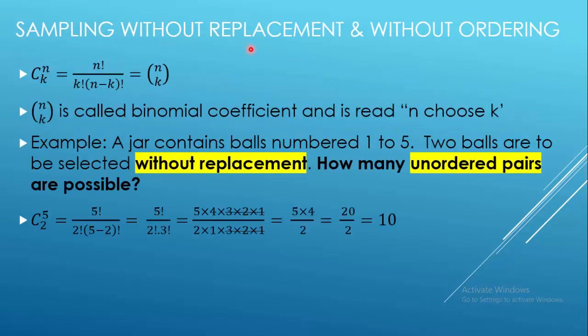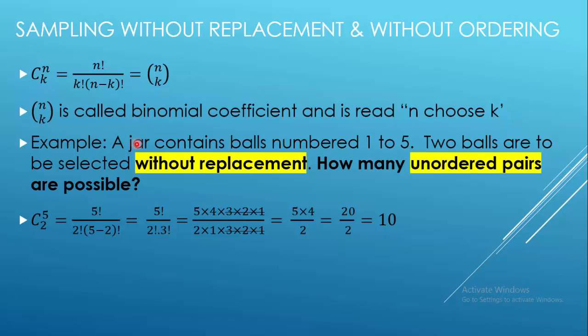Sampling without replacement and without ordering. Here it is without replacement and without order also. Here the order is not important, and we are not replacing the objects as well. In that case, the total number of possible pairs is equal to n factorial divided by k factorial multiplied by (n minus k) factorial, and it is written like this, which is read as n choose k, and it is called the binomial coefficient.